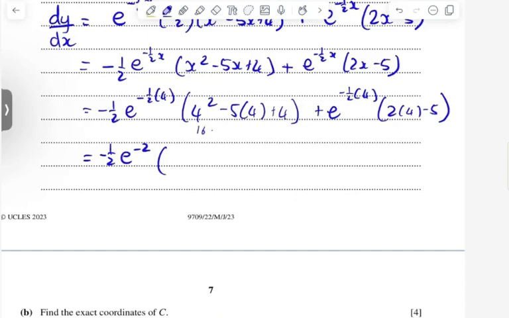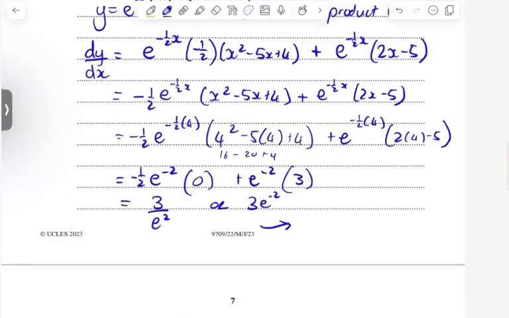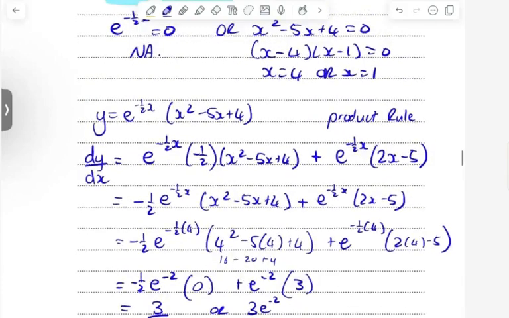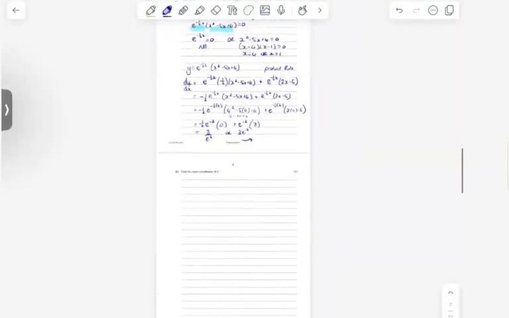Okay, this is 16 minus 20 plus 4, so that becomes 0. Interesting. This is also minus 2, and then here we've got 8. And then times 3, so our final answer is going to be 3 over e squared, or you could also say 3e to the negative 2. And that is what you would call an exact gradient. Okay, that is part A.